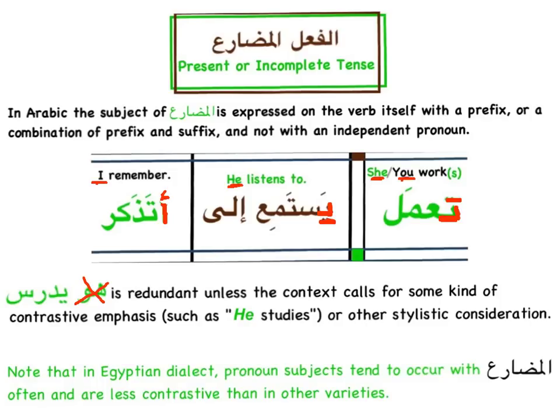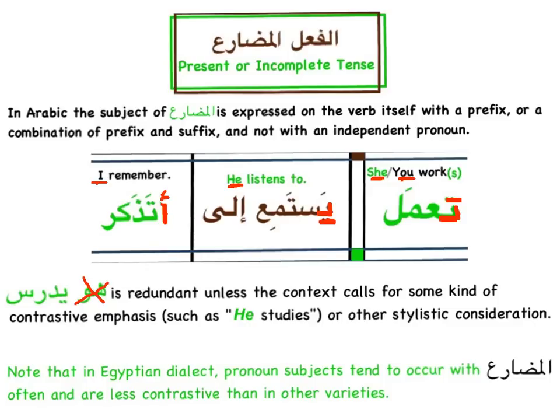And unlike standard Arabic or formal Arabic, when you don't need to use the subject pronoun, in dialects such as the Egyptian dialect, pronoun subjects tend to occur with mudara often and are less contrastive than in other varieties. That means in using the subject pronouns, you're not actually emphasizing anything. It's just the common use of the language. For example, in Egyptian, you would say هو بيدرس اللغة العربية, which means he studies, or he's studying Arabic.